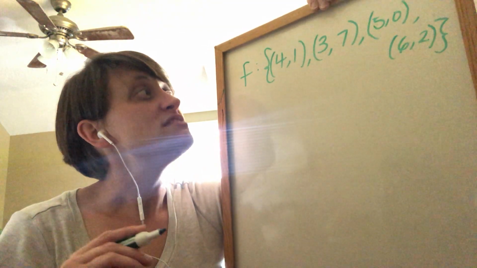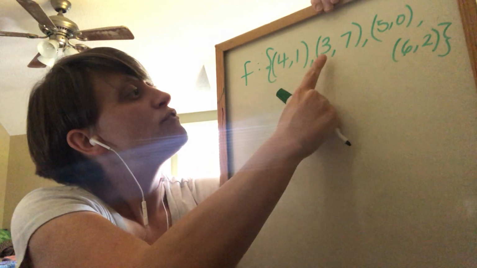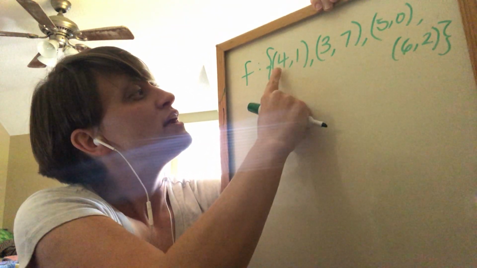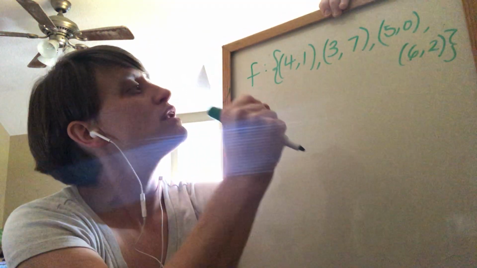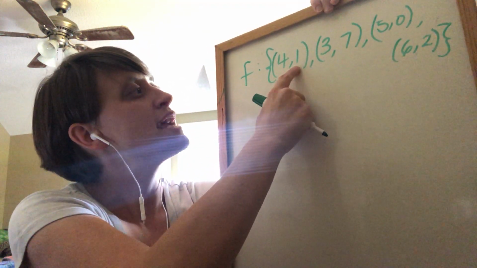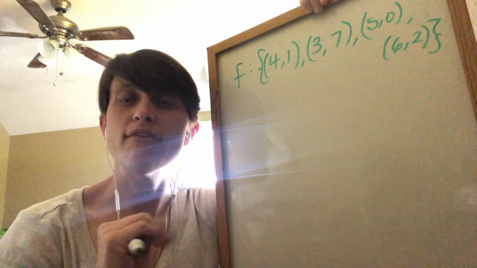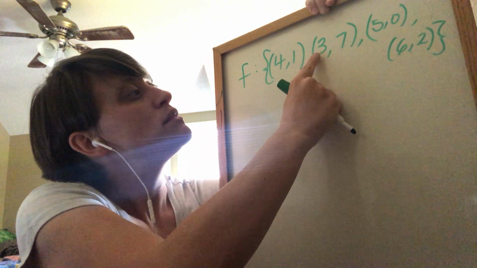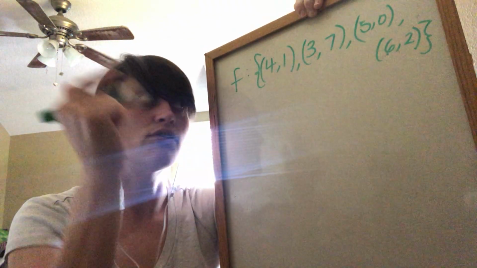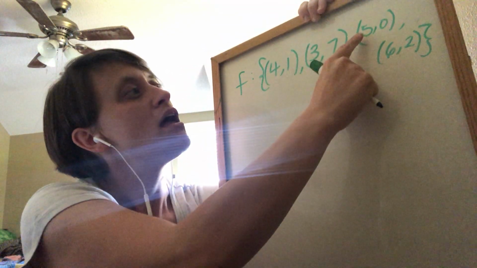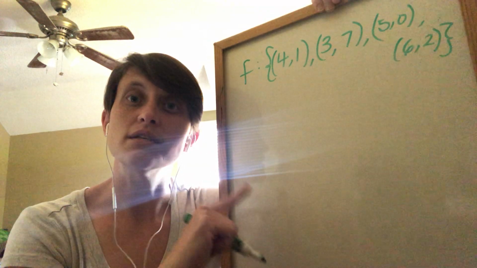The way we know this thing is a function is because the definition of a function tells us for every x coordinate, there is one and only one y paired with it. So if we go coordinate by coordinate, 4 as an x coordinate is paired with 1, and 4 as an x coordinate never happens again. Same thing with 3. It's paired with 7, and 3 is not an x coordinate ever again because it is only paired with 7. 5 is only paired with 0, 6 is only paired with 2. That's how we know this is a function.